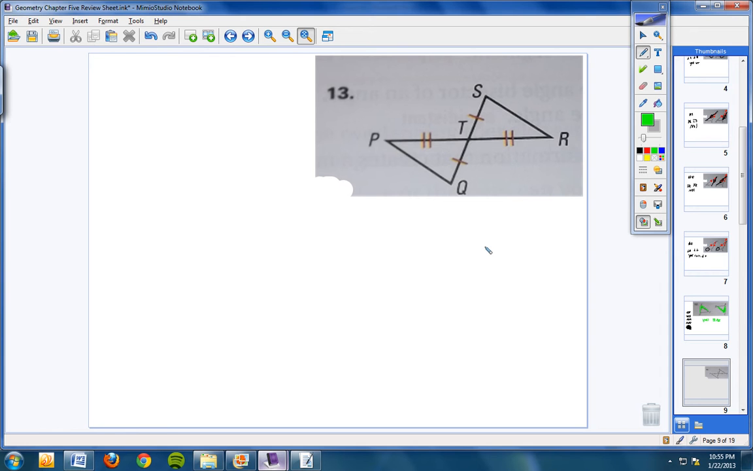Number 13. Well, looks like we have a side right here congruent to this side, and we have a side here congruent to this side. And it looks like that's all we have, but hold it, please don't forget that when two lines intersect, their vertical angles are congruent. So this angle right here is congruent to this angle here. So we have side, angle, side, congruent to side, angle, side. So yes, you can definitely state that these two triangles are congruent by side, angle, side.